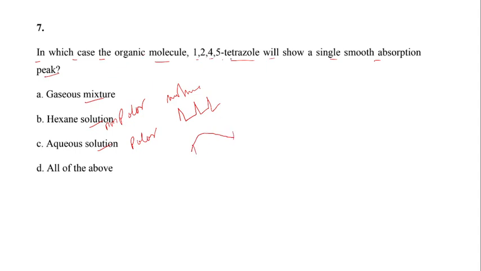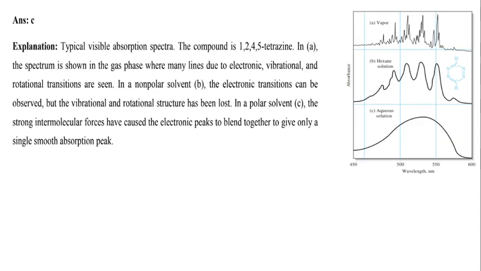So in which case do we get a single smooth peak? We know that in aqueous solution it will give a single smooth peak. So I think C should be our answer. Yes. Here you can see in vapor it is giving many peaks. Why? Because of rotational, vibrational, and electronic transitions. Here only electronic transition is there, but here intermolecular interaction will be there, and due to that all electronic peaks will be merged, and it will give only one single peak. Okay, so this is the case.